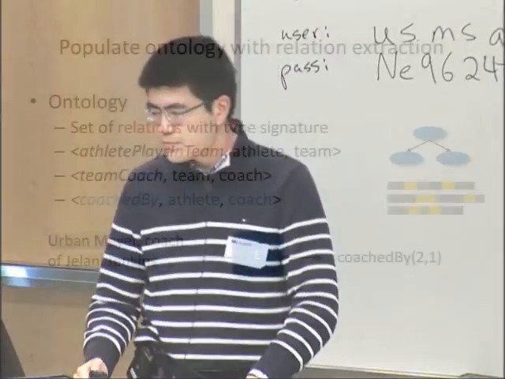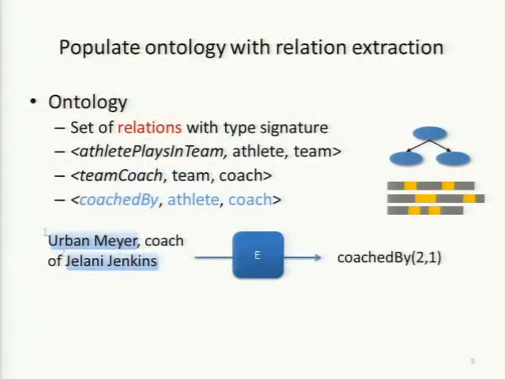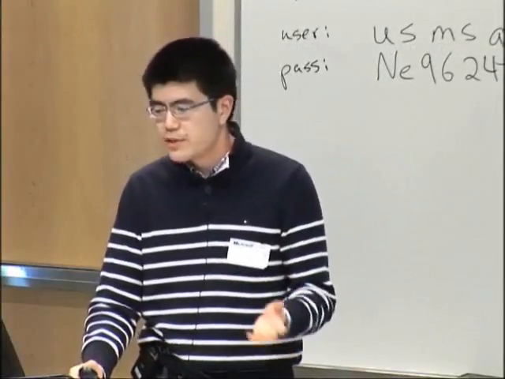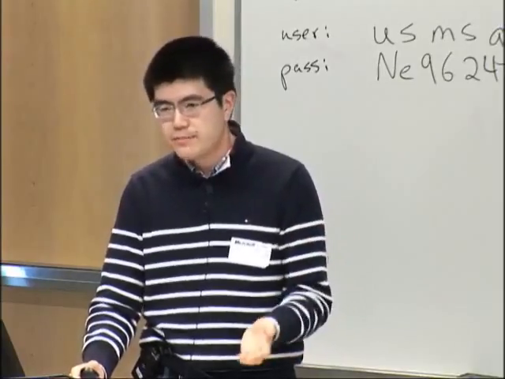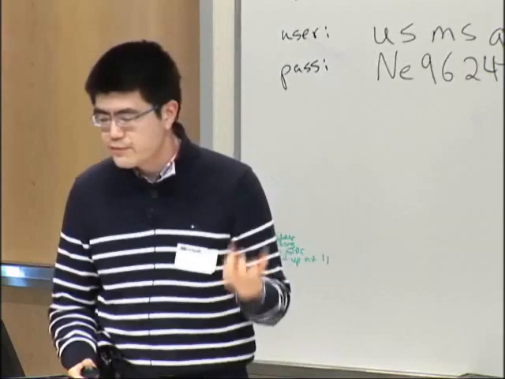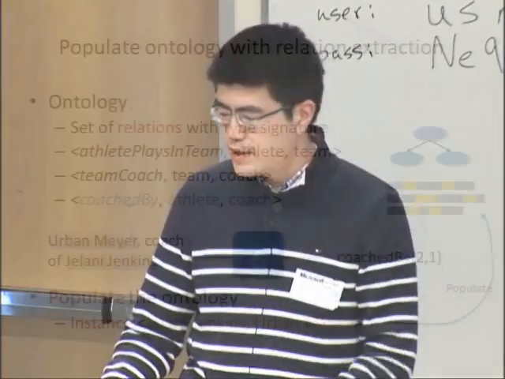Formally, relation extraction is a problem where we have an ontology with a set of relations with type signatures. For example, an athlete is playing for a team. We have type signatures, athlete and team, and a relation, plays for team. Our goal is to find facts of this relation. So we want an extractor whose input is some raw sentences and whose output is some tuples satisfying the relations you are interested in.